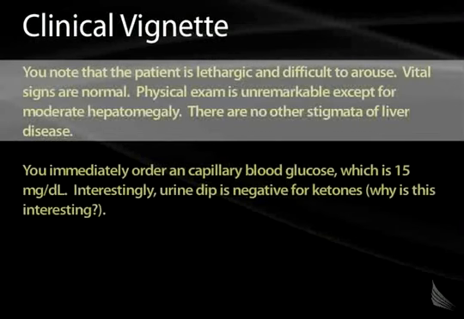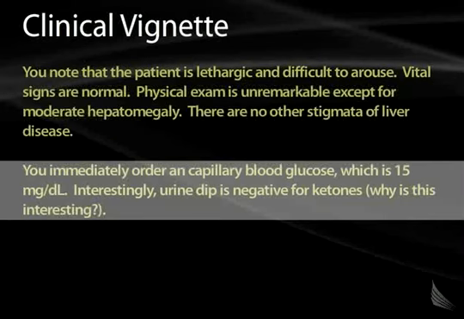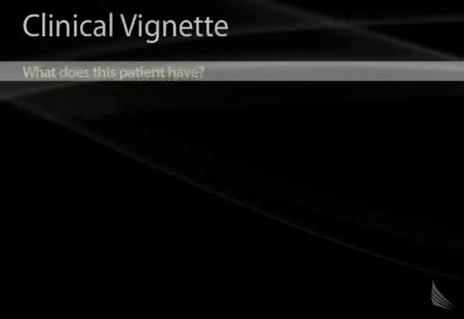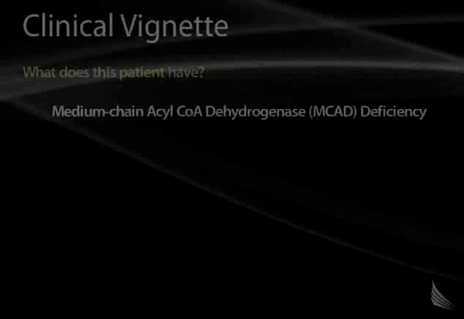You do an exam and you notice that the patient's lethargic and difficult to arouse. Vital signs are normal. Physical exam is unremarkable except for moderate hepatomegaly, and there's no other stigmata or signs of liver disease. You immediately order a capillary blood glucose, which comes back markedly decreased at 15 milligrams per deciliter. And the urine dip is negative for ketones. Now, why is that interesting? Well, we'll talk about that in just a minute. So what disease does this patient have?